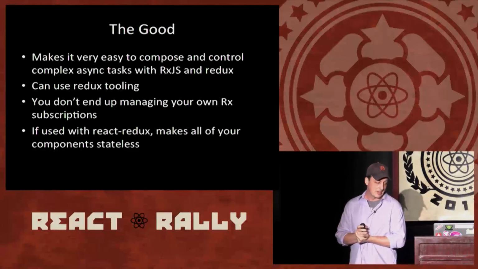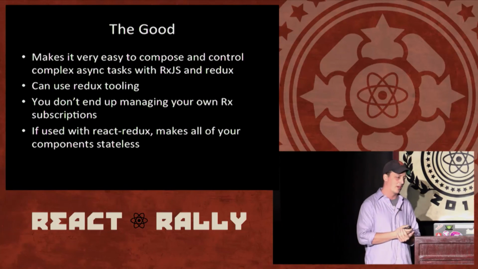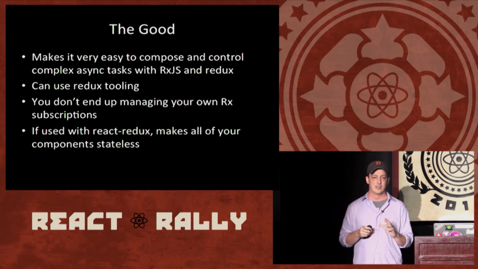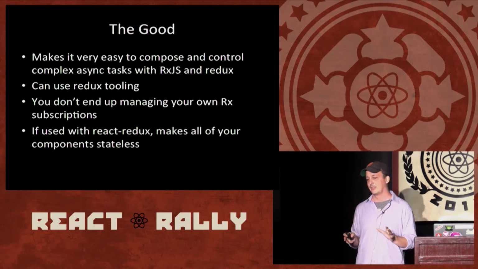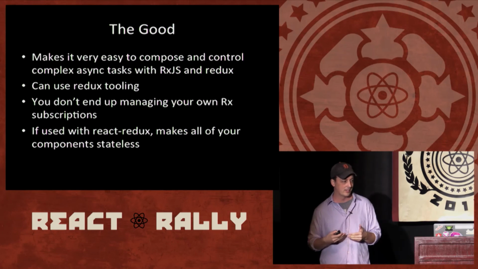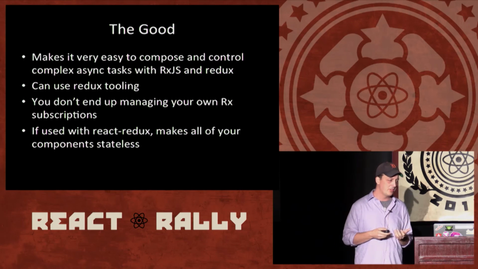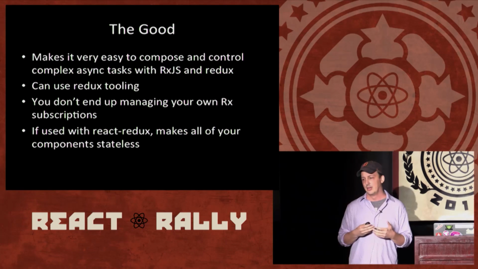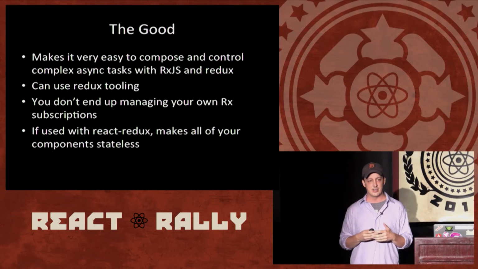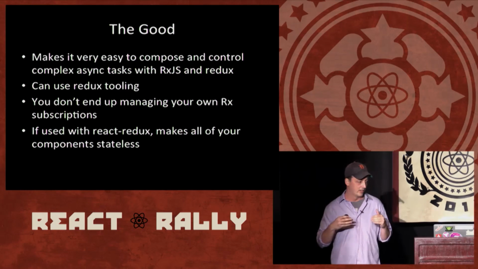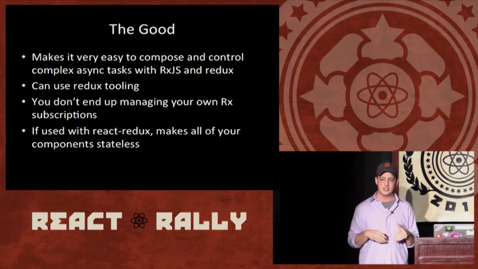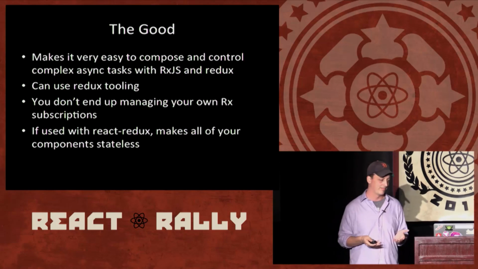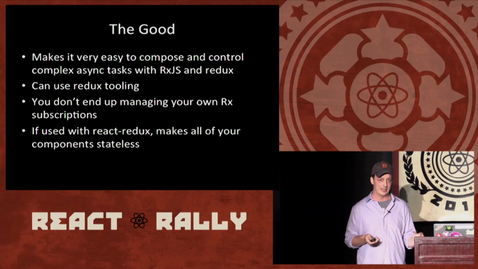But let's talk about the good and the bad of this to kind of wrap it up. So the good of this is it makes it really easy to compose these very complicated async things because you've got the power of Rx. You can use Redux tooling. Redux tooling is great. There's a lot of really awesome Chrome extensions and Firefox extensions to help you work with Redux. You can dispatch actions. You can see what the state is in your store. There's great things like hot reloading and all this other stuff.